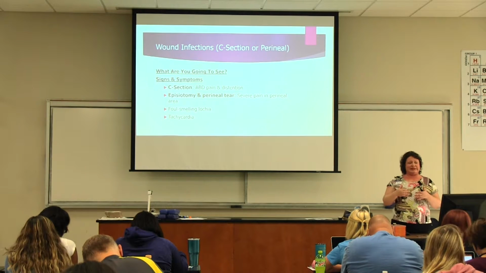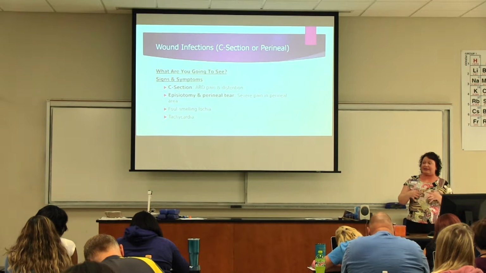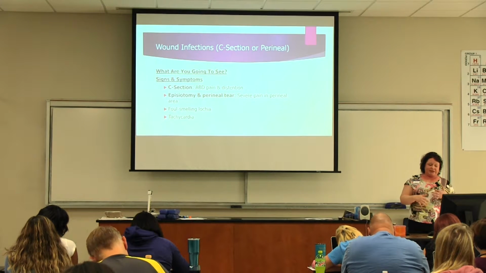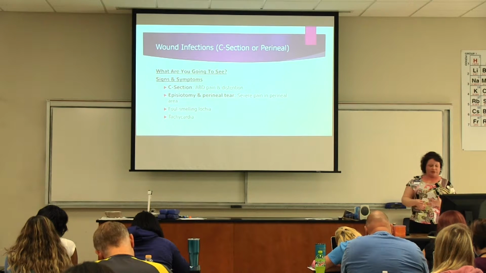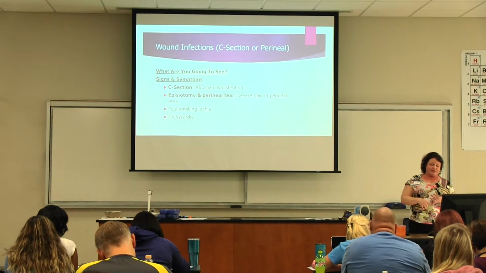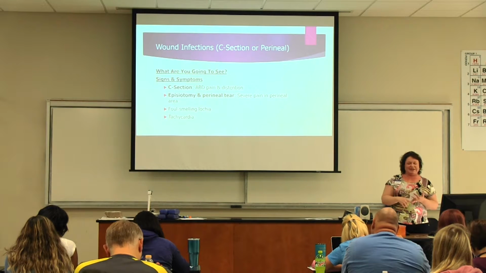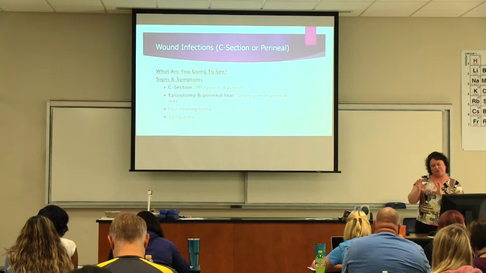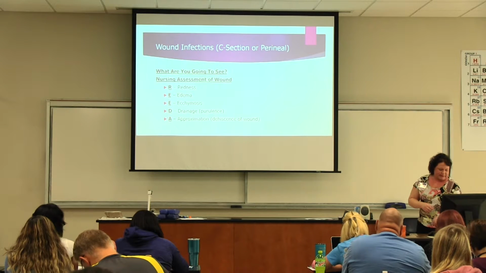So what are you going to see with a wound infection? For the C-section, you're going to have abdominal pain and distension. The episiotomy and perineal tears, you're going to see some severe pain in the perineal area. You can also see foul smell in lochia, or tachycardia. Tachycardia is usually more on the last end, but that's also there that you can see.